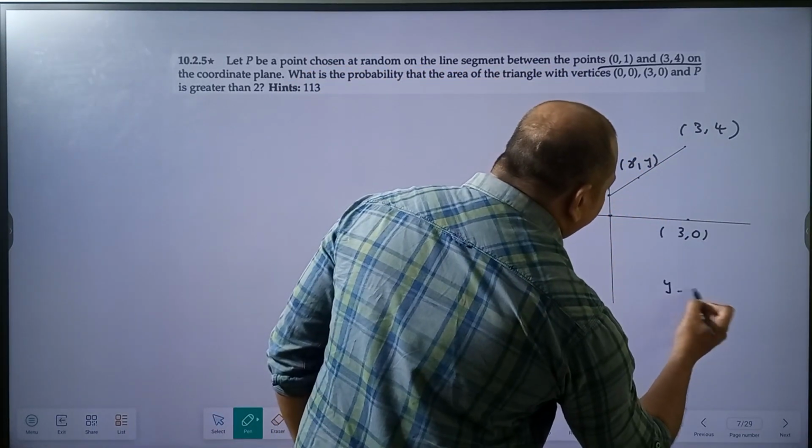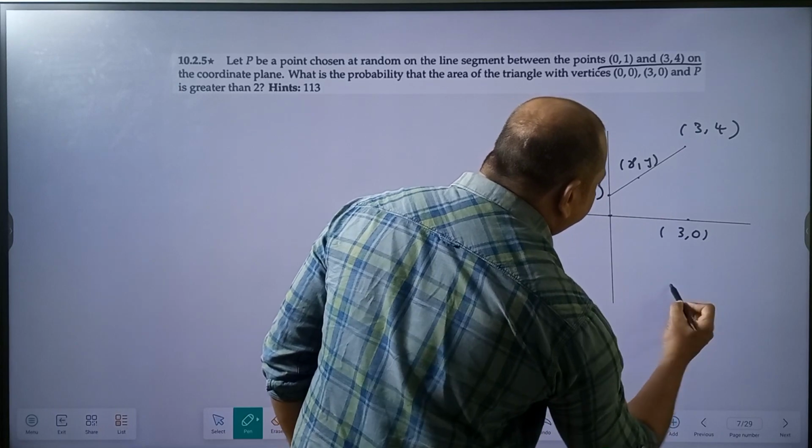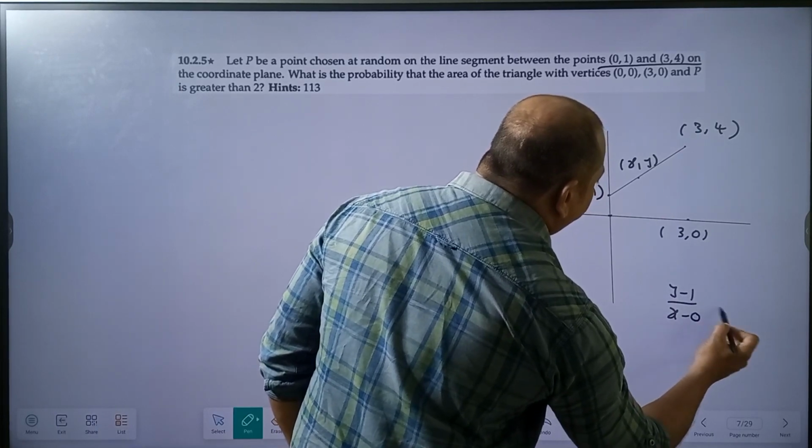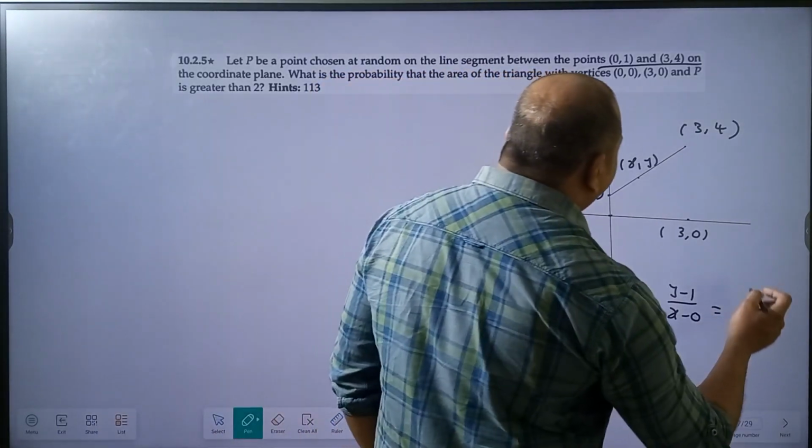So slope: y minus 1 by x minus 0 is equal to the corresponding slope, 4 minus 1 by 3 minus 0.